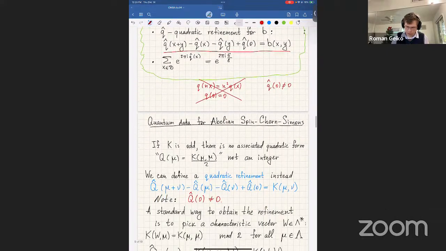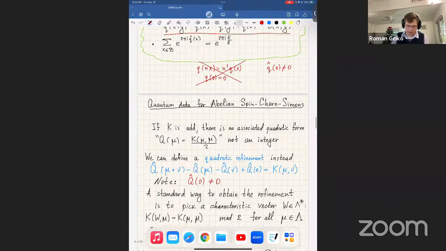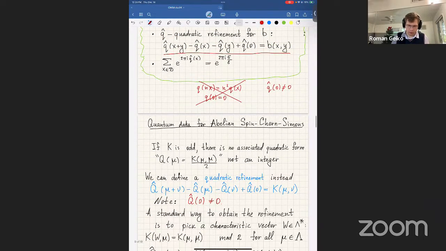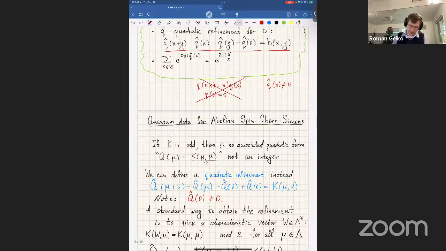Okay, and now I want to talk about how we get this quadratic refinement from a lattice. Thanks to Juven's question, we now have an idea that if we have an even lattice, then we can just divide by 2, and it defines a quadratic form.